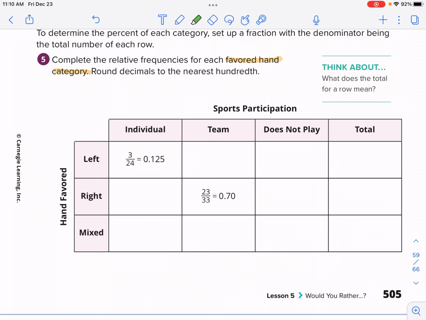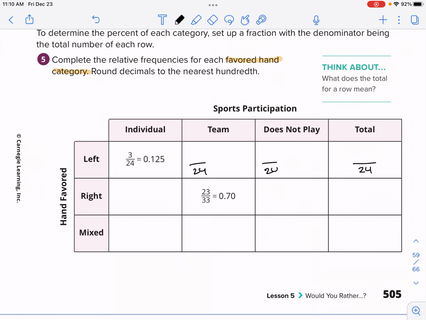is a two-way relative frequency table. Now, as we go through this, it does say complete it, but we're going to put the frequencies of each favored hand. So the favored hand will be our total. Right over here, I'm going to put this off to the side. Favored hand, I'm going to put as a denominator. For left, it was out of 24 people. So for each one here, we're going to put 24.